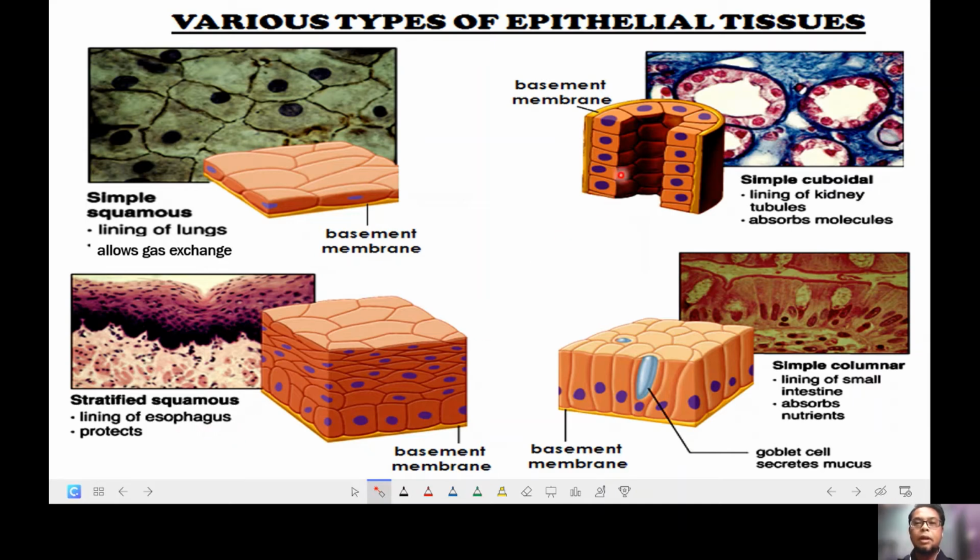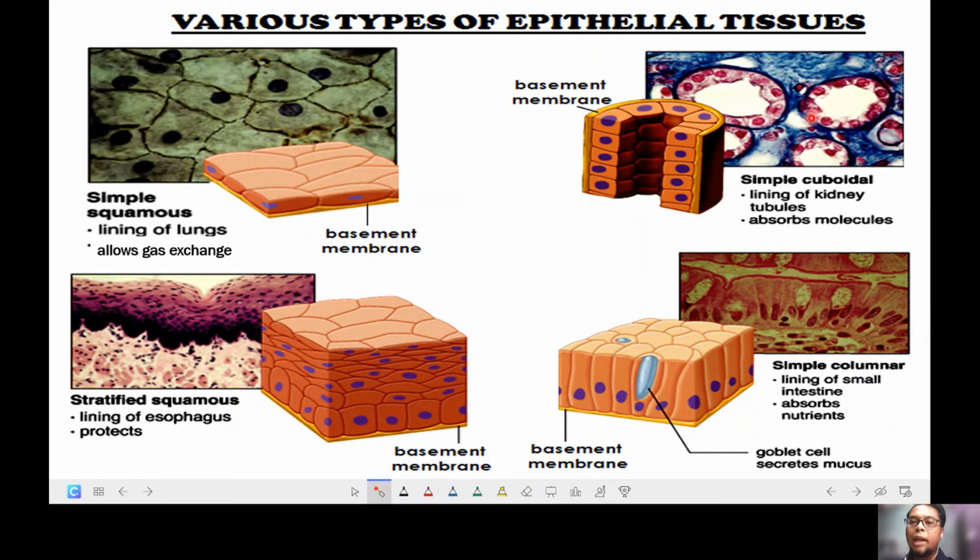And if the cells are cube-shaped and there is only one layer of cells, then this tissue is known as the simple cuboidal epithelial tissue. This can be found lining the kidney tubules. And if you look at this diagram over here, we can see that this is the tubule inside the kidney.